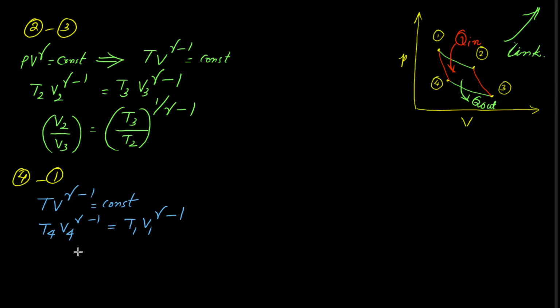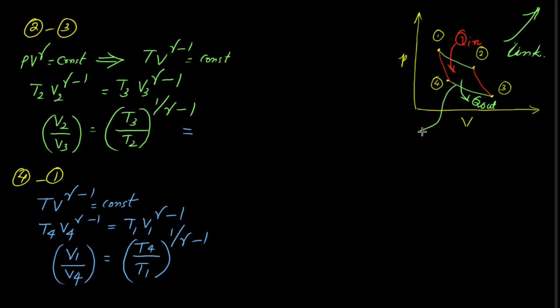With that, we can get V1 divided by V4. If we rearrange it, we get V1 by V4 equal to (T4 divided by T1) raised to 1 divided by gamma minus 1. So, we can also see that this T3 here at the process 3 to 4 is isothermal.